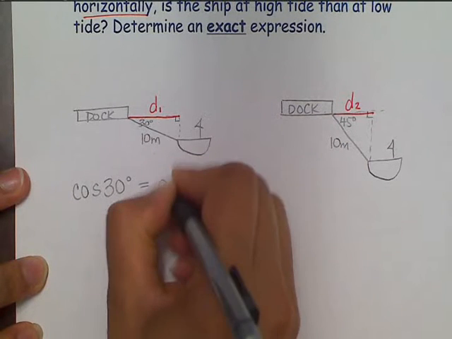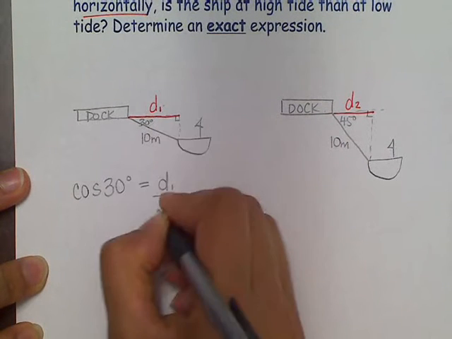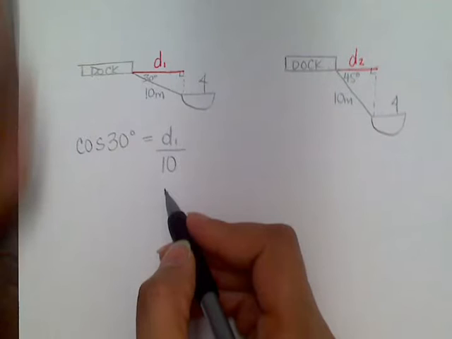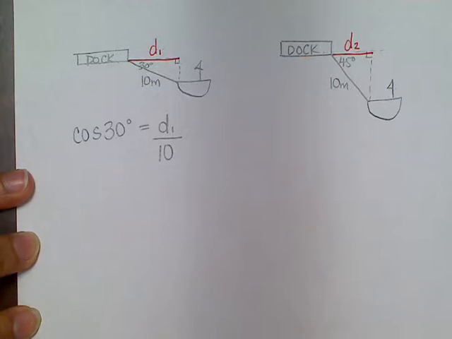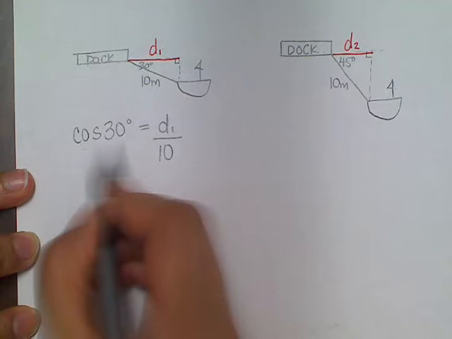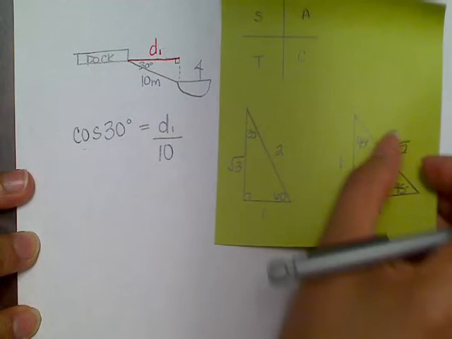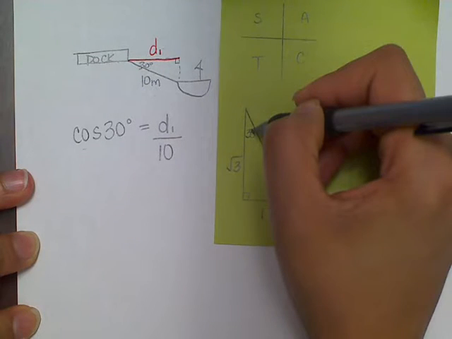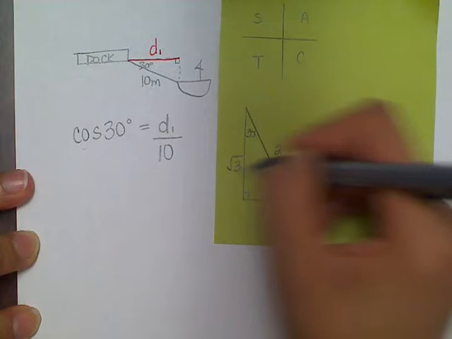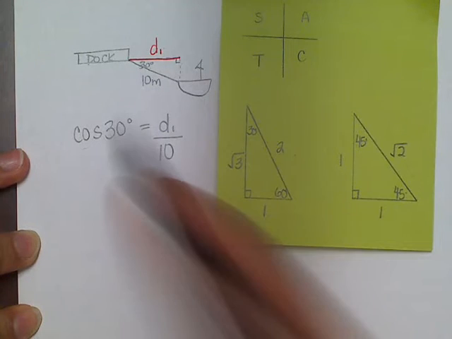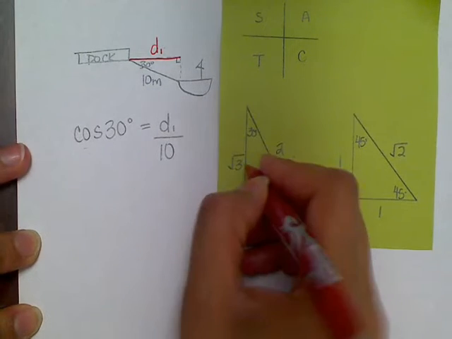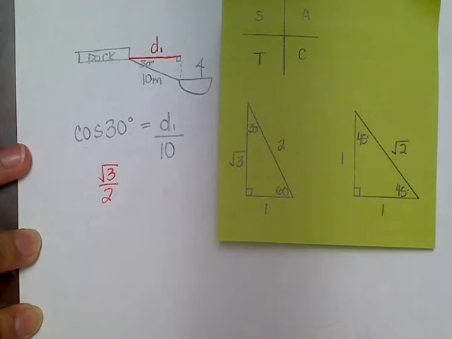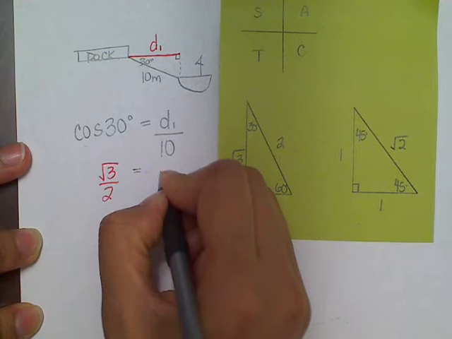So what this means is cos of 30 degrees is equal to the adjacent side, which is D1, over the hypotenuse, which is 10. Now I know how to solve this, but I only know how to solve this using decimal answers. Another way to solve this is to recognize that the cosine of 30 degrees is an exact value that you can determine from your 30, 60, 90 triangle. So if I look at my 30-degree angle here and I look at the ratio of the adjacent and hypotenuse sides, I can rewrite the cosine of 30 degrees as root 3 over 2.